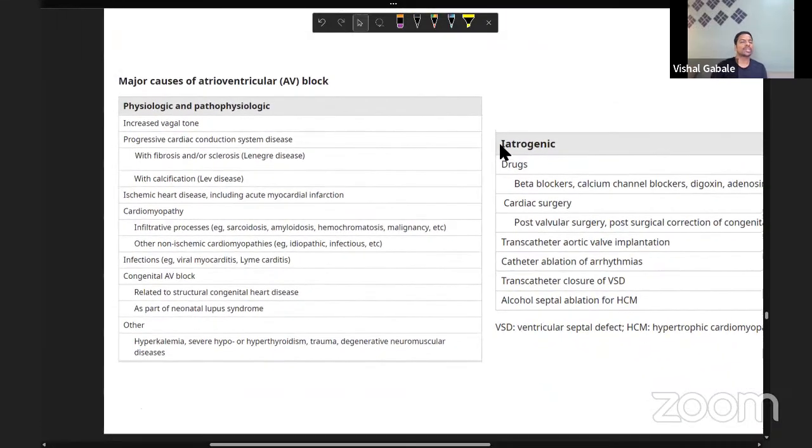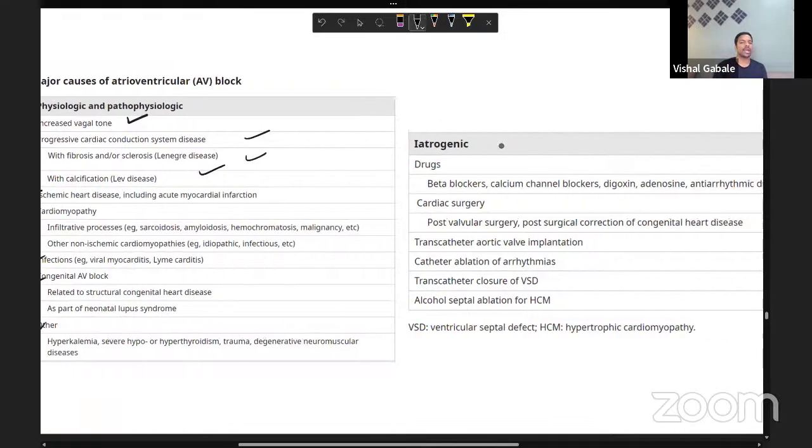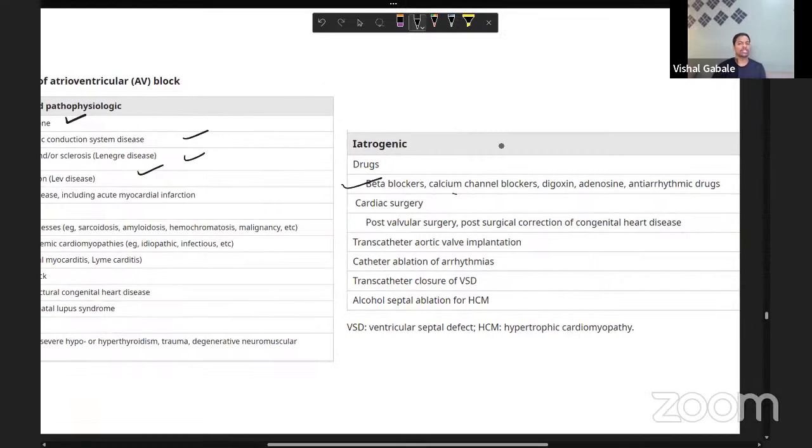Okay, so what are the causes of the AV nodal block? We have many causes, out of which increased vagal tone, progressive cardiac conduction system fibrosis and calcification, ischemic heart disease, cardiomyopathy, infections, congenital AV block, etc. These are the causes of the AV block. Along with that, what will be the iatrogenic causes? You know about beta blockers, calcium channel blockers, digoxin, adenosine, and antiarrhythmic agents. These can cause bradycardia with the help of AV block. So just remember these drugs: beta blocker, calcium channel blocker, digoxin, adenosine, etc.